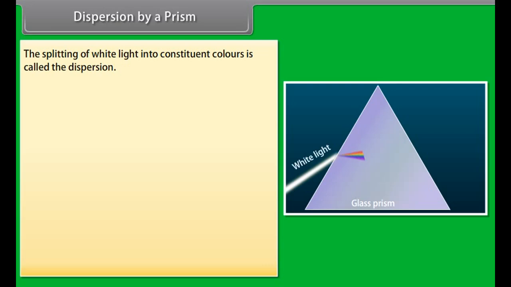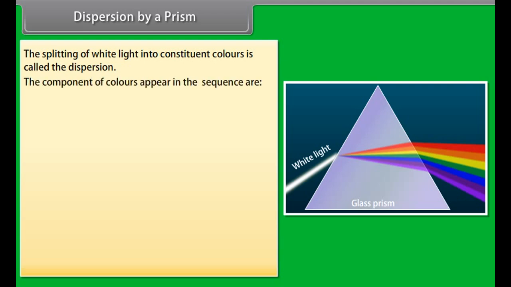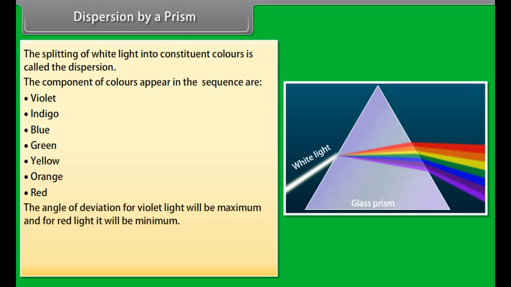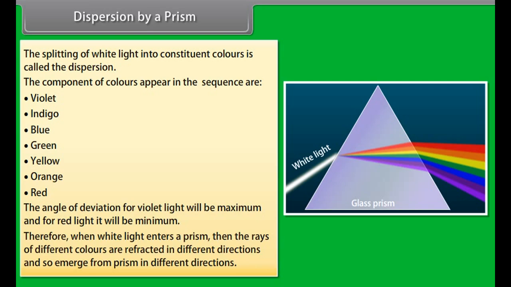Dispersion by a prism. The splitting of white light into constituent colors is called dispersion. The component colors appear in the sequence violet, indigo, blue, green, yellow, orange, and red. The angle of deviation for violet light will be maximum, and for red light it will be minimum. Therefore, when white light enters a prism, the rays of different colors are refracted in different directions, and so they emerge from the prism in different directions.